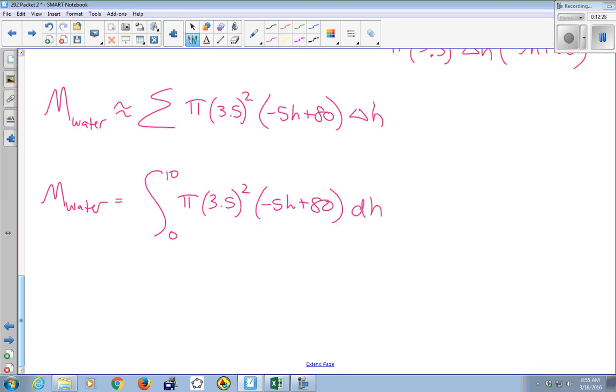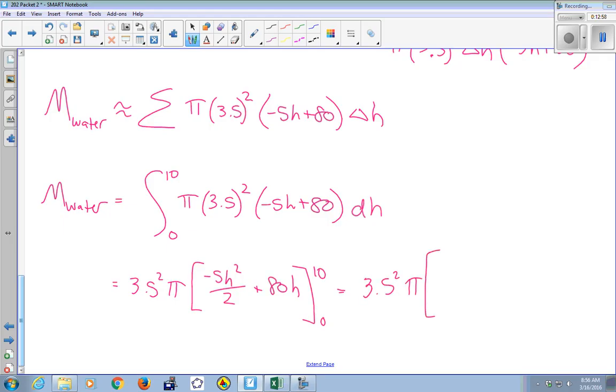And then that's a pretty easy integral to calculate. You can pull out the 3.5 squared pi. The antiderivative of negative 5h plus 80 would be negative 5h squared over 2 plus 80h, evaluated from 0 to 10. All right, so if I plug a 10 in there, h squared is 100, negative 500 over 2 is negative 250. Negative 250 plus 800 is 550. And then when I plug a 0 in for h, I get 0.